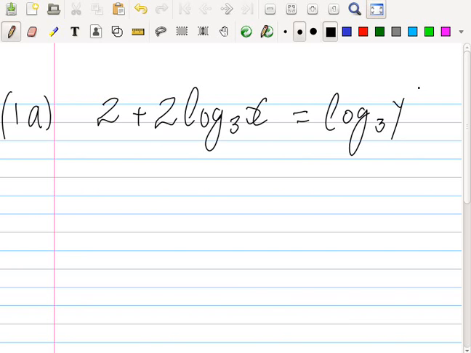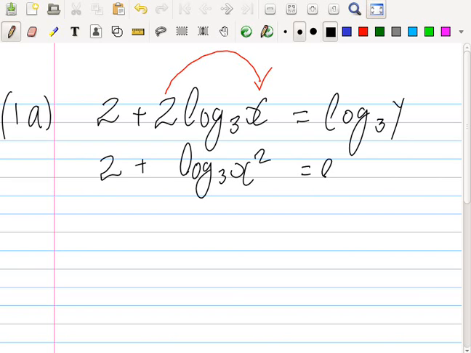Now, what rule of logs do you think I should use first? Well, I see this 2 here in front, so I'm going to take that up to the power here. And so I get 2 plus log 3x squared equals log 3y. Yep, you could do that.